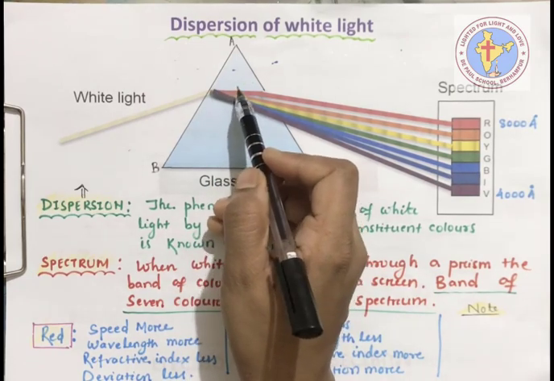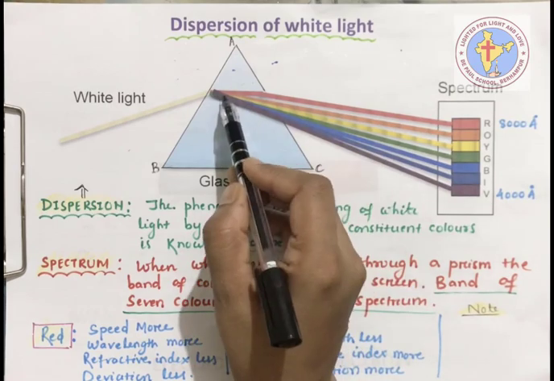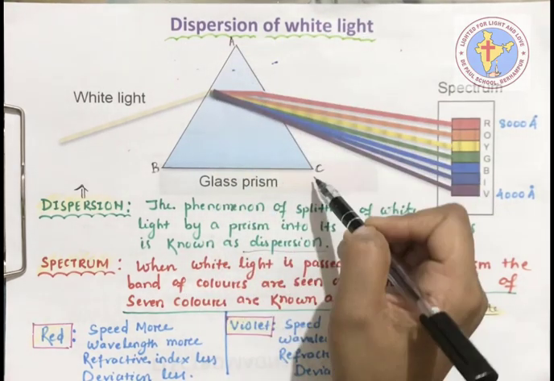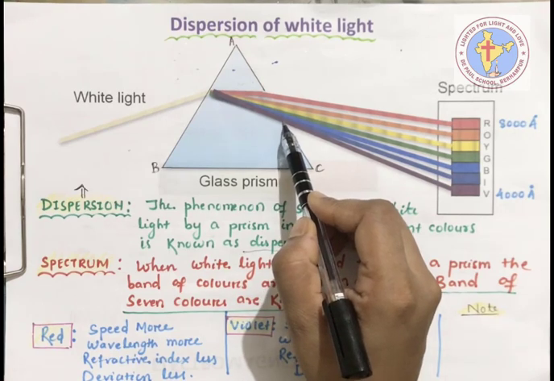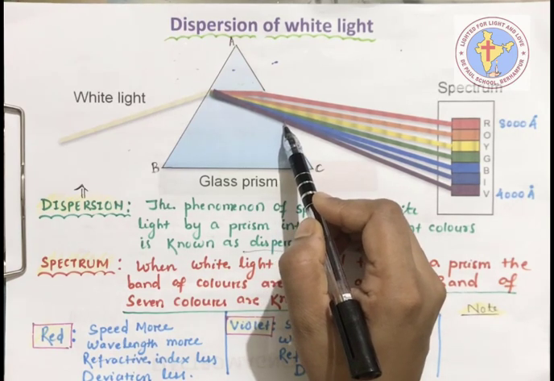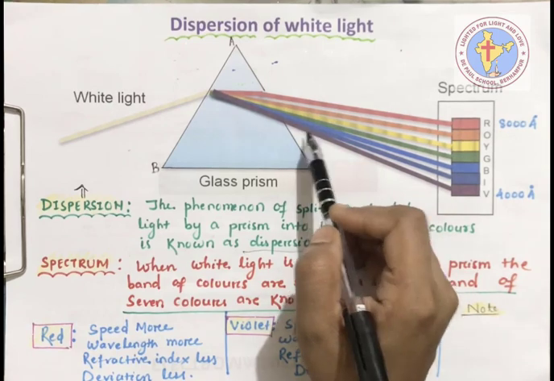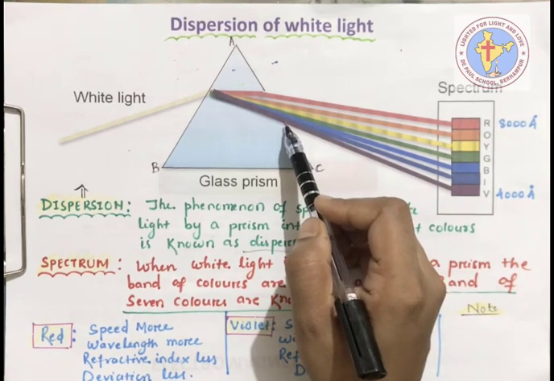Now what happened? Again they are moving and they are passing through the refracting surface AC. Now what happens on this refracting surface AC? On this surface, normal refraction took place. Yes, refraction took place, that is bending of light took place.